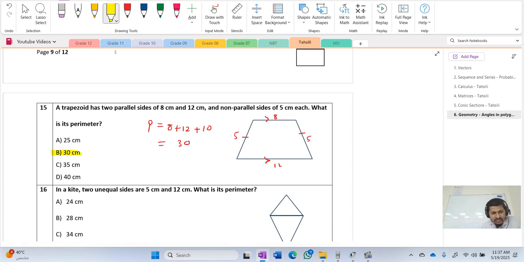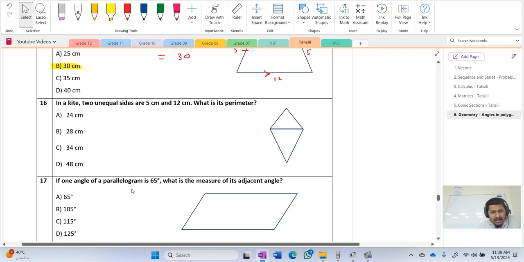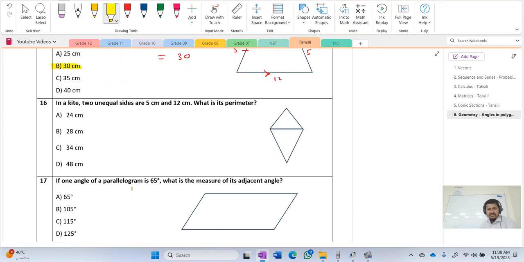Perimeter means the distance around the object, alright? So basically we're taking 5 plus 5 plus 12 plus 12. Right, so 5 plus 5 is 10, 12 plus 12 is 24, so that's going to give me 34. So the perimeter is 34 centimeters.